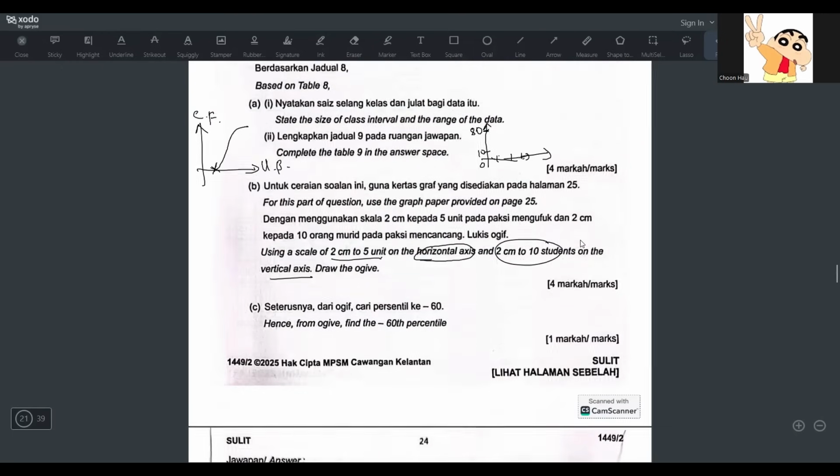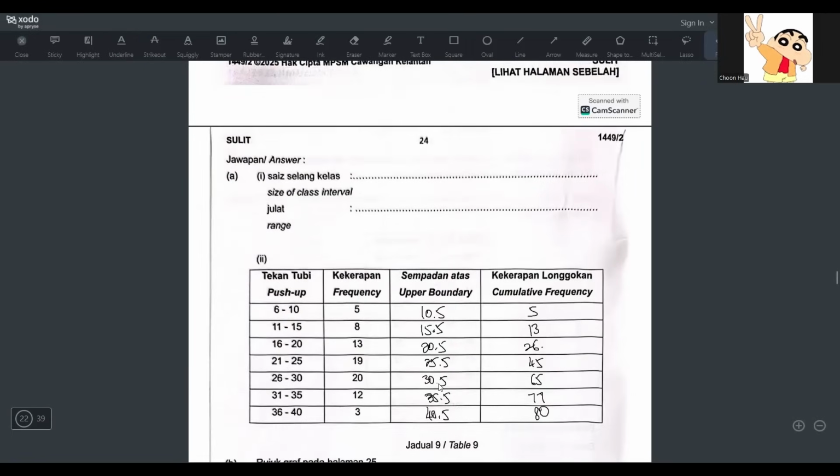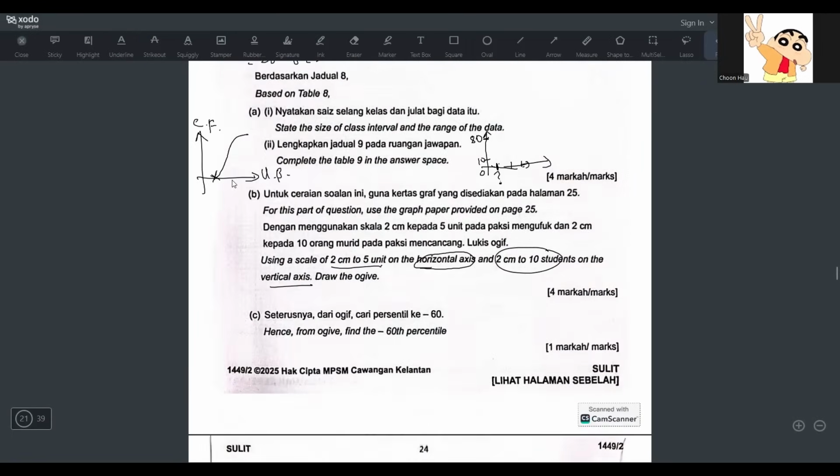Okay, so now what I'm going to do is find out this number right here. Before I go and draw the graph, I cannot draw the graph first. I need to find out this number right here. I need to know what to write here. I already said cannot write 5, 10, 15. If you write 5, 10, 15, later you cannot plot. Because I told you already, ogive will use upper boundary. That's why you have to memorize. For ogive, you use upper boundary for the x-axis, cumulative frequency for the y-axis, right?